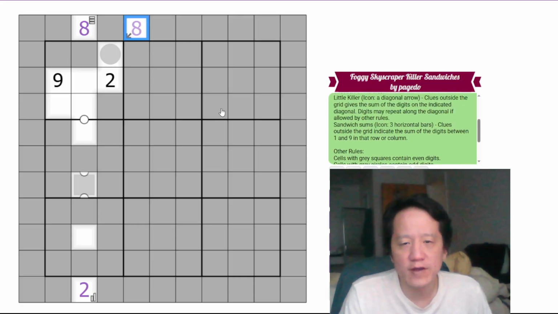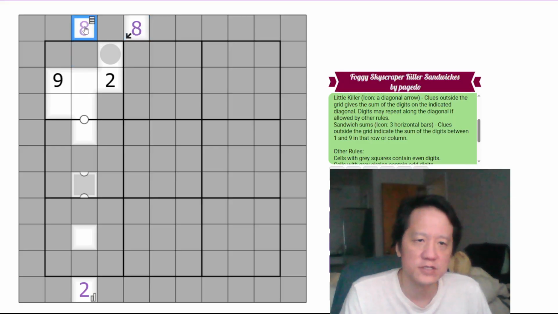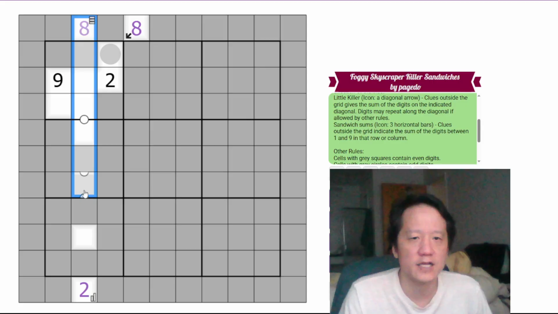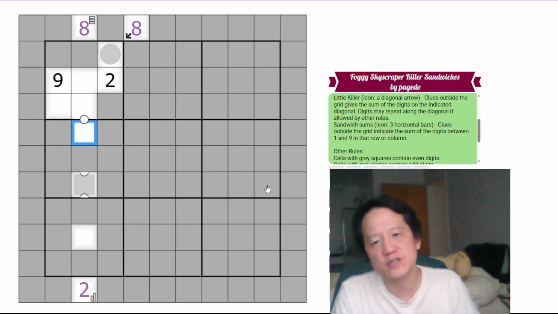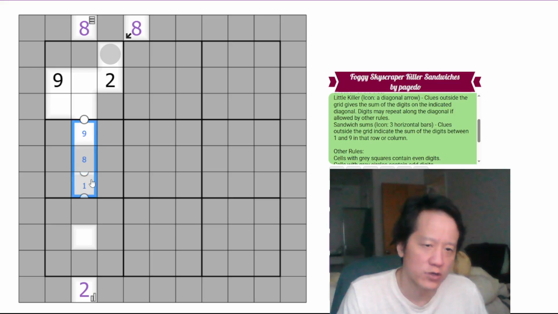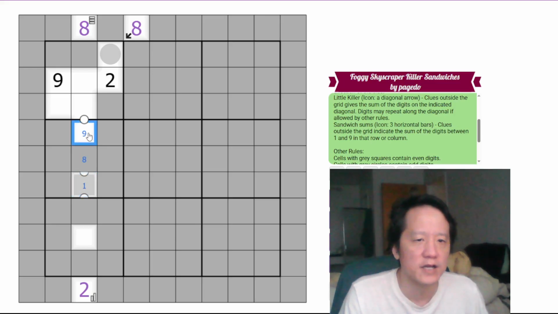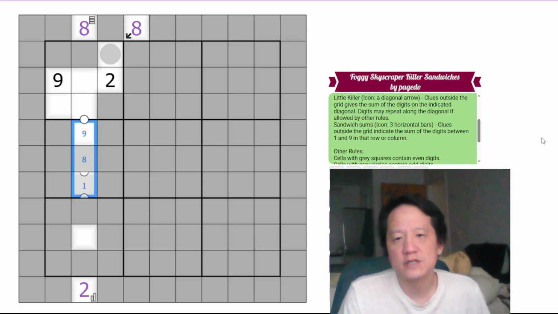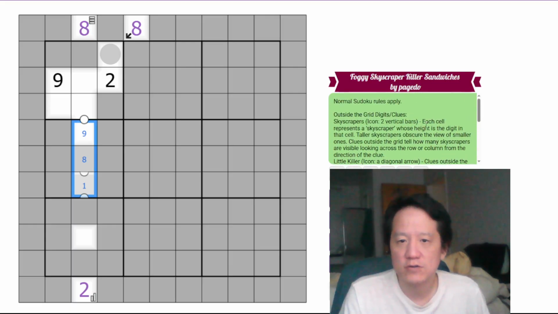And finally, outside the grid, we have sandwich sums, which is the icon of 3 horizontal bars. So this is a sandwich clue. Clues outside the grid indicate the sum of the digits between 1 and 9 in that row or column. So you could have something like, for example, 9, 8, and 1. And that would work because between the 9 and the 1 in this column is a digit that adds up to 8, because it's a single digit, and that works. Anyways, those are all the outside the grid rules.